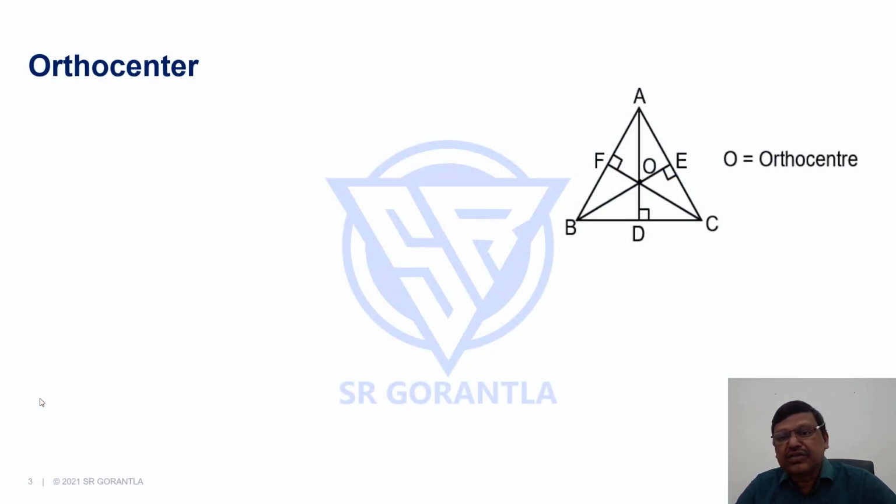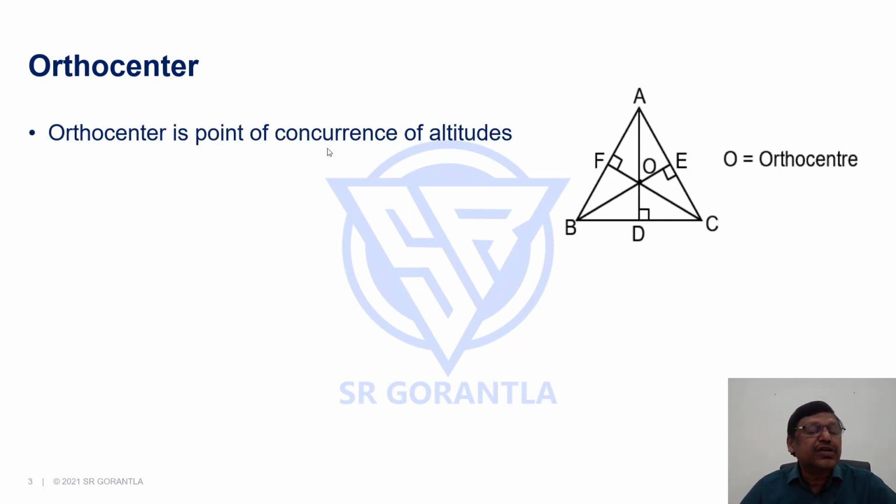What is Orthocenter? Orthocenter is the point of concurrence of altitudes. If you look at this, AD is the altitude drawn to BC. You can see this is perpendicular. BE is the altitude drawn to AC. And similarly, CF is the altitude drawn to AB, and they meet at a point. So that point of concurrence is called orthocenter. So here they meet at O. This O is the orthocenter.